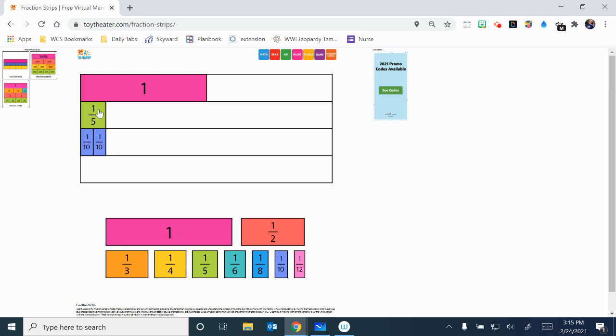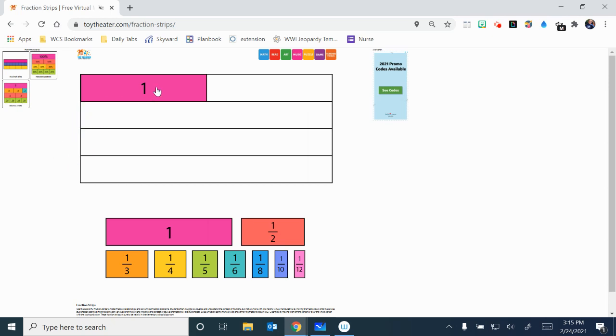We have our 1/5 divided into 2 parts because see that the 1/5 and the 2/10 equal the same amount. So 1/5 divided into 2 parts is going to get us 1/10. Let's try the next one.